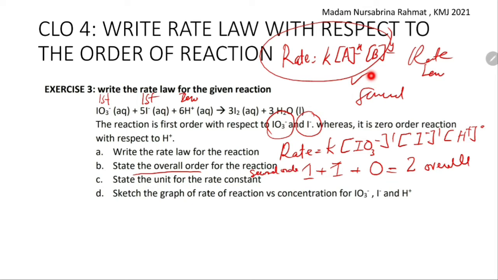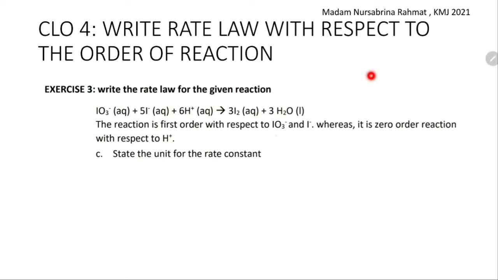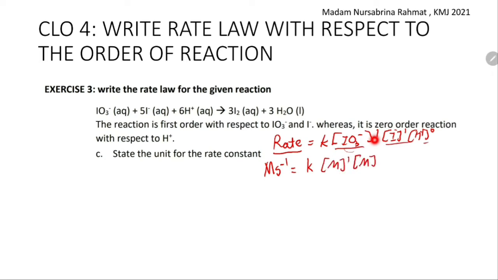Next, we determine the unit for the rate constant. Let's rewrite our rate law: rate equals k, with k in italic small k, [IO3 negative] to the power 1, [iodide ion] to the power 1, and [H plus] to the power 0. The unit for the rate constant depends on the overall order of the reaction, so you have to determine it separately. The rate of reaction is simply molar per second, and k is what we are going to determine. The unit for concentration is molar to the power 1, molar to the power 1, and molar to the power 0, and molar to the power 0 simply equals 1.